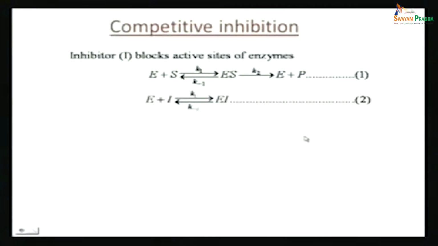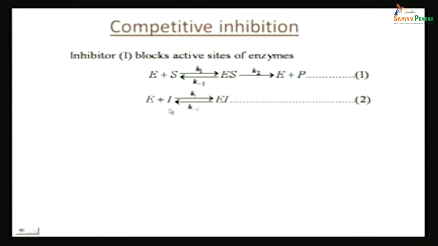Oh, I'm sorry. Okay. So the first one is E plus S giving ES, which breaks down to enzyme and the product, and the second one is E plus I giving EI. Okay. So all I'm asking is, is this a competitive inhibition? So which kind of competitive is it? Competitive parallel. Okay, very straightforward.